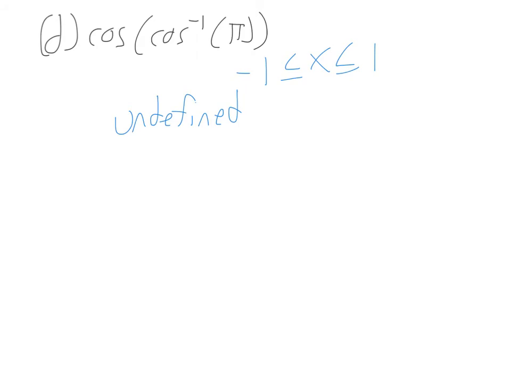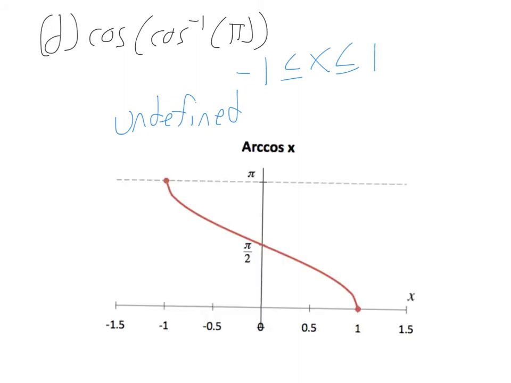You would need to look at the graph of cosine inverse. I will put the graph of cosine inverse up now. Alright, here's the graph for cosine inverse. You'll sometimes see it written as arc cosine. The graph is limited from -1 to +1. So if you notice, pi, which would be way out there, is nowhere close to being in the domain. So that's why it's undefined.